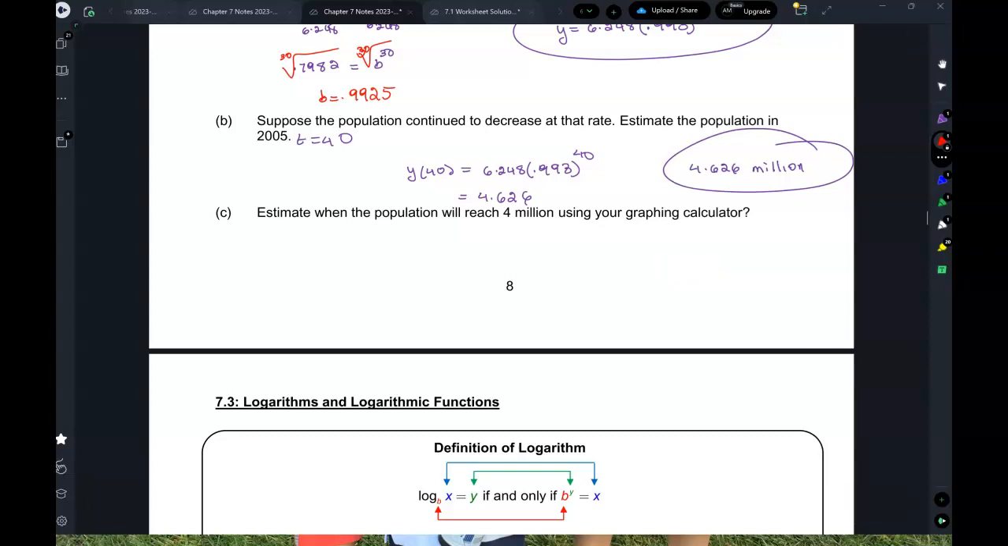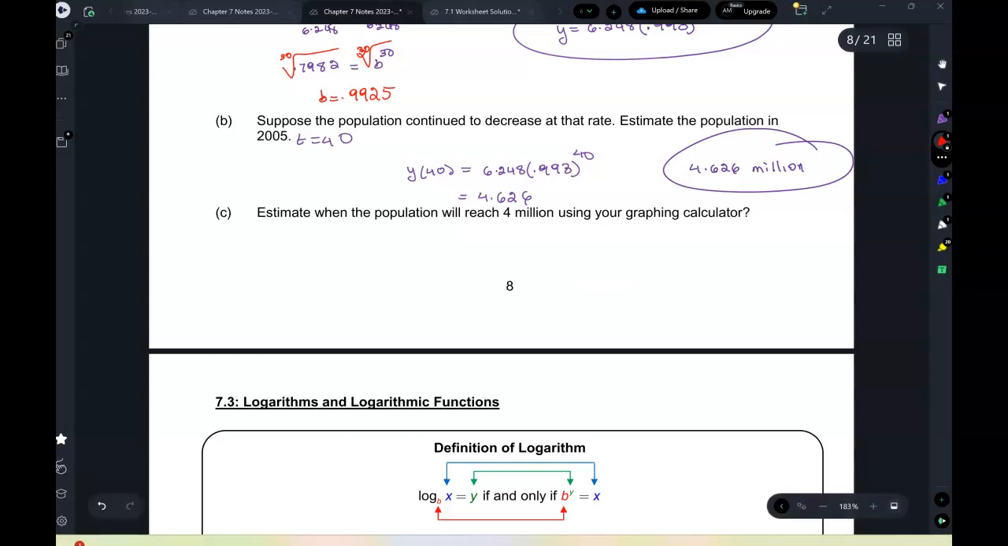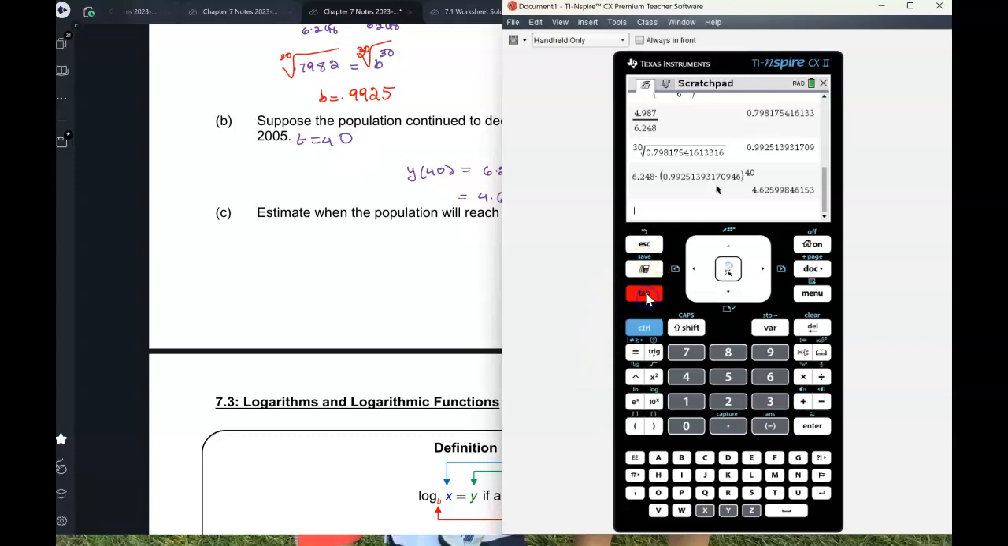Okay, estimate when the population will reach 4 million using your graphing calculator. Oh, I have a typo there. There shouldn't be a question mark there. Okay, so let's graph this.